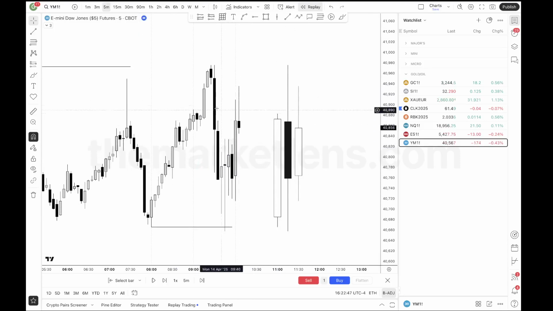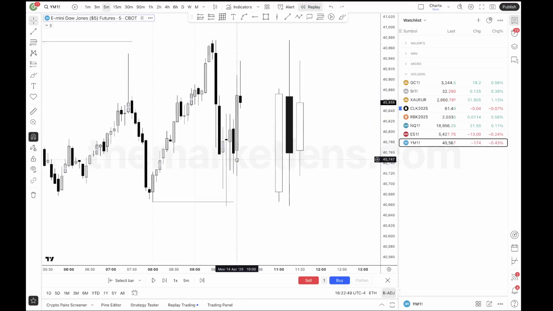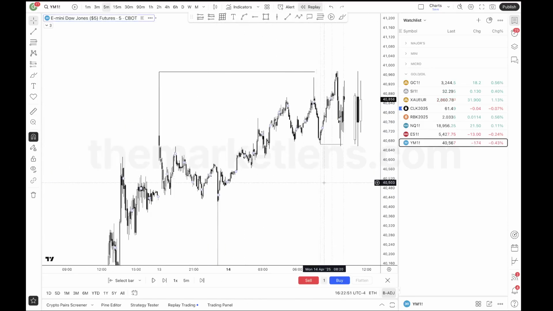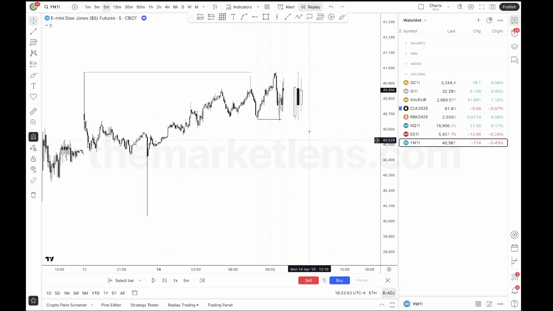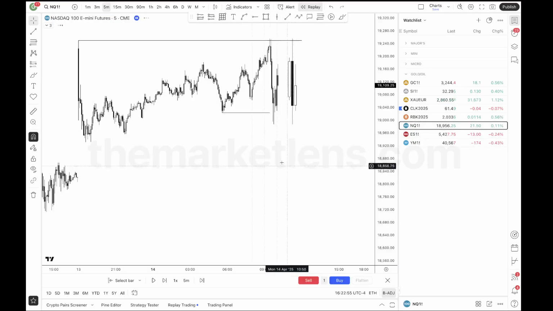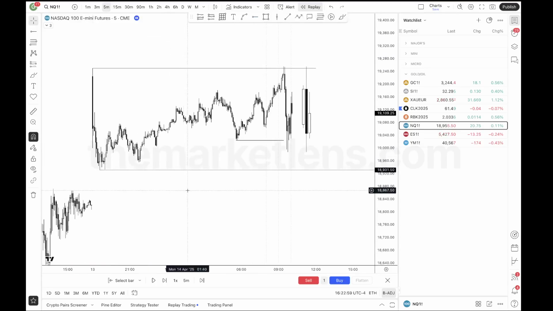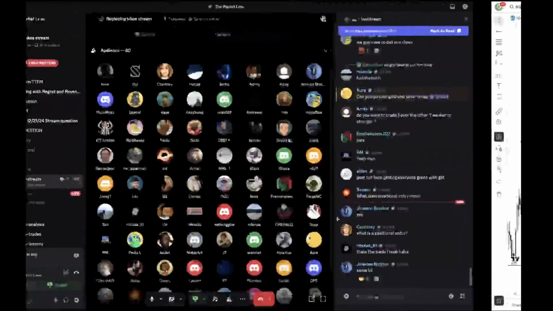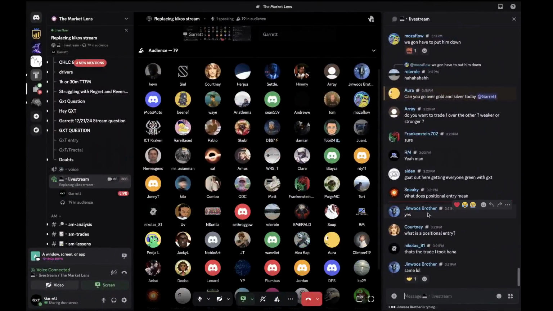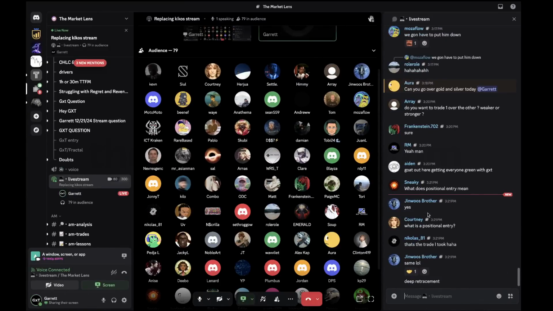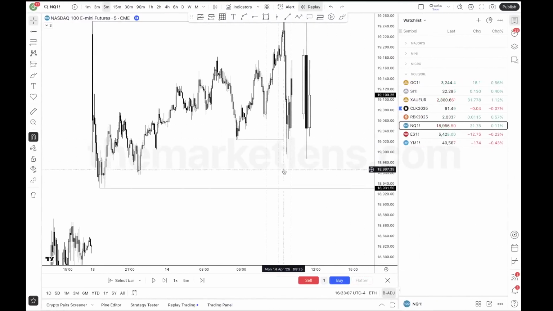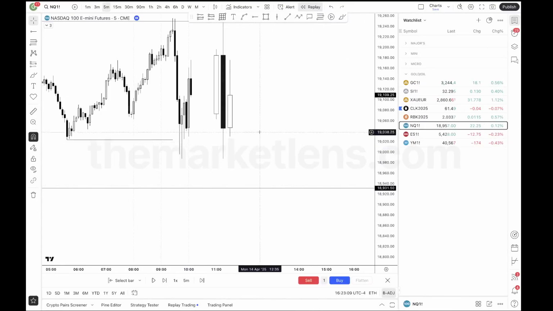I was really not going to trade it because again, this goes back to my last couple of streams. If this is going to be our draw on liquidity down here, what do we not want to see, guys? What do we not want to see? Yes, deep retracements. You do not want to see deep retracements until we reach this level, right?